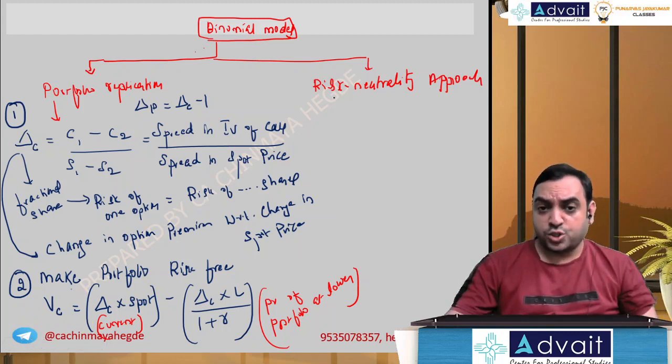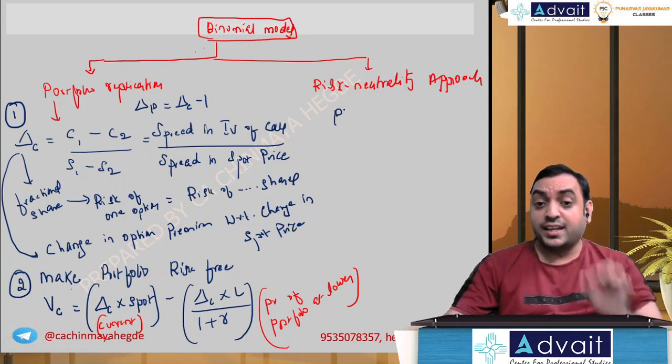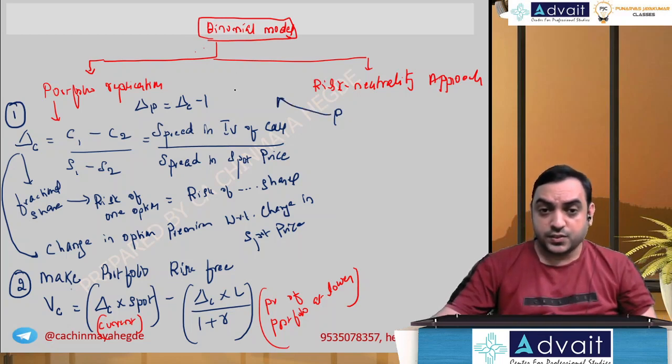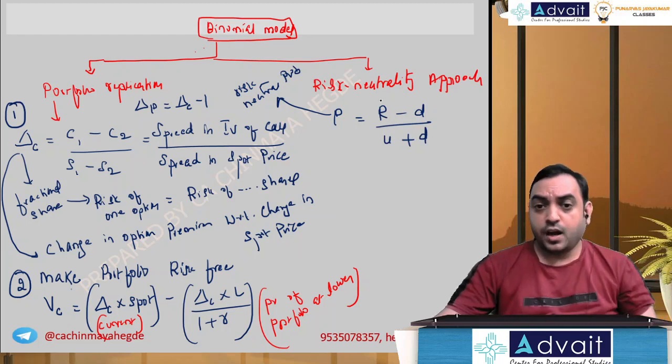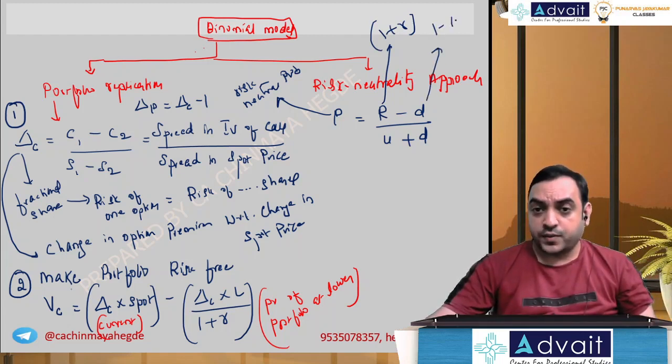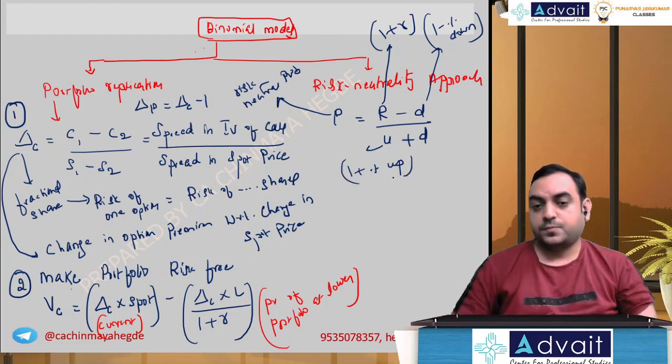Under the risk neutrality approach, we calculate something called the risk neutral probability. That is given by P = (R minus D) divided by (U minus D). R you understand, that is 1 plus the rate of interest. D is 1 minus the percentage down. U is 1 plus the percentage up.